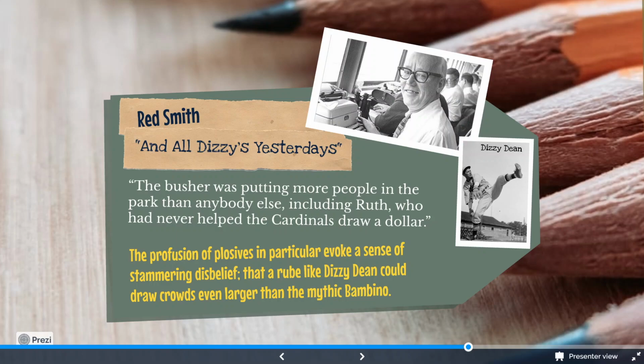"The busher was putting more people in the park than anybody else, including Ruth, who had never helped the Cardinals draw a dollar." And this profusion of plosives, sounds where you're forcing air out of your mouth, in particular evoke this sense of stammering disbelief that a country boy, a rube like Dizzy Dean, could draw crowds even larger than the mythic Babe Ruth, the Bambino.